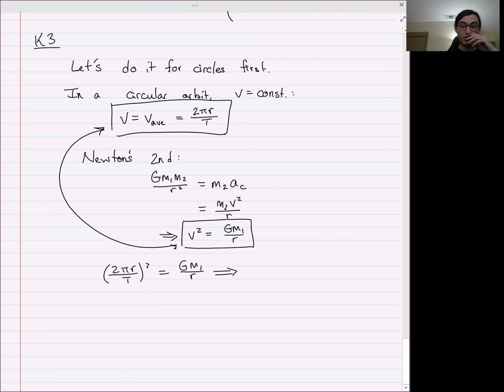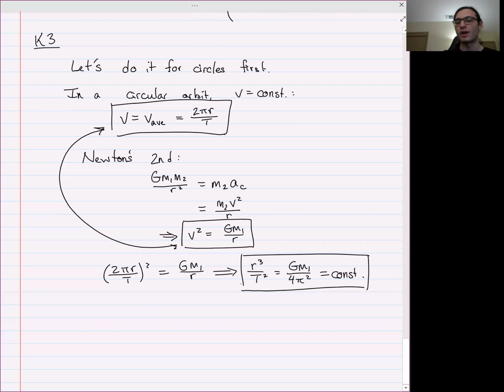And so we can use these relationships, simplify things and rearrange, and we find that r cubed divided by t squared is equal to g m1 divided by 4 pi squared. But importantly, this is a constant because m1 is the source of the gravitational field, and so it doesn't depend even on the mass of the object that's doing the orbiting. So Kepler's third law works for circular orbits.